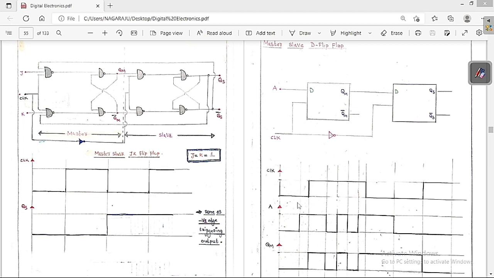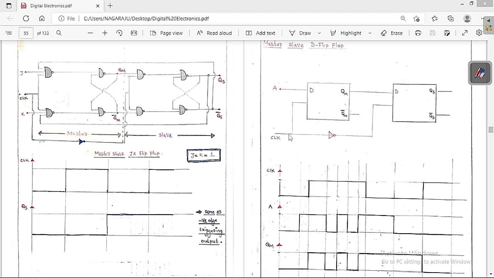Now you can see clearly, this is the clock I am going to give, and I am going to give a random input like this. Now I will tell you regarding the master output and the slave output. So listen carefully. See the master output, whenever the clock is high.